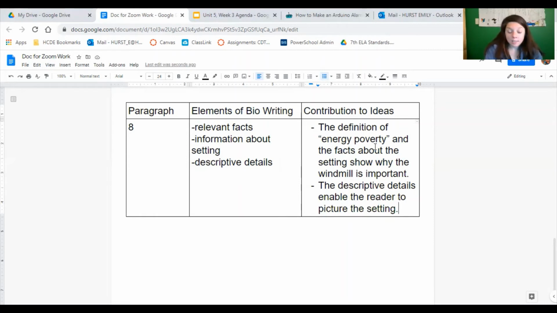All right, what I want you guys to do is go ahead and look through and find more examples of elements of the biography writing. I want you guys to find one more example right now, and then we're going to come back together. I'm going to share one of mine that I found, and then I will do an exit ticket. So pause me while you find another example.